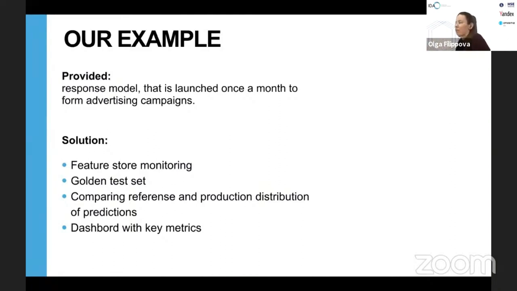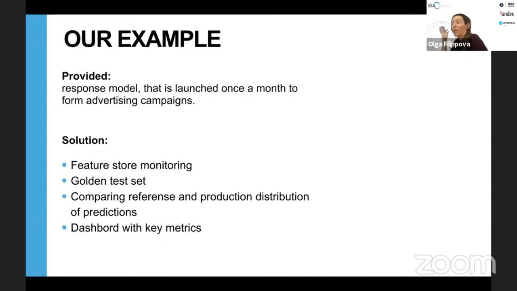And we compare the reference and production distribution of predictions. And of course, we have dashboards with machine learning metrics. It's just one point in a month, but it helps us to understand trends and what happened through the time.